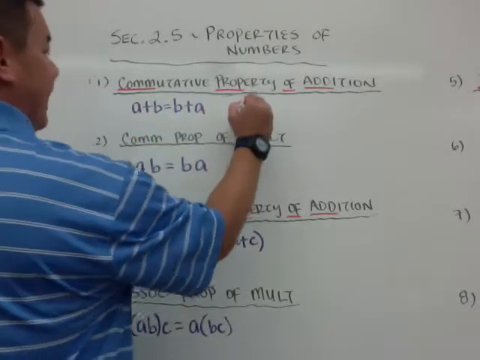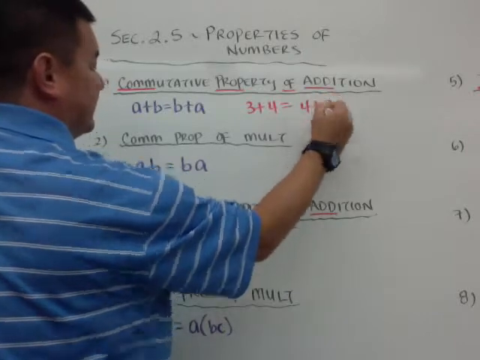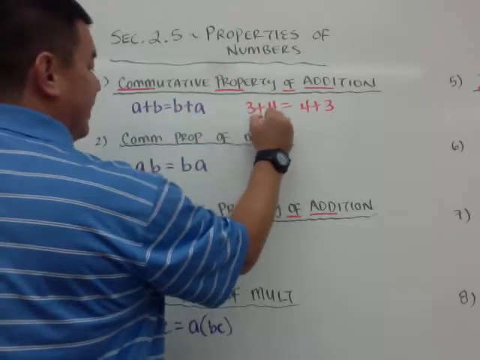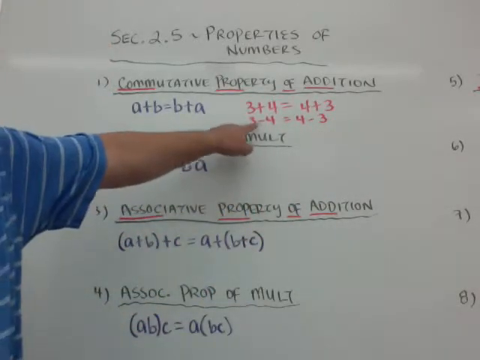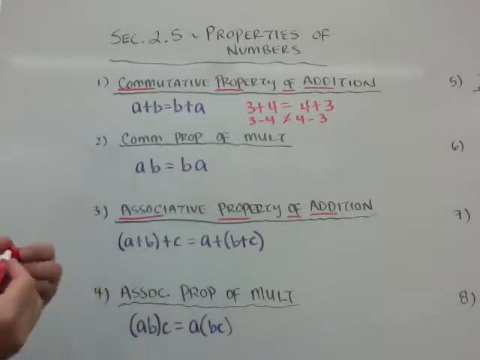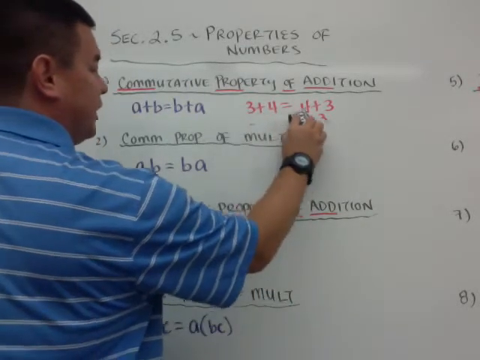For example, if I have 3 plus 4, I can also write it as 4 plus 3. It equals the same, I can switch it. But it will not work for subtraction, because if I put 3 minus 4 equals 4 minus 3, that is not true, because negative 1 is not equal to positive 1. So the commutative property works with addition but not subtraction.